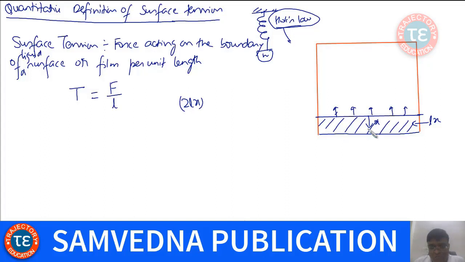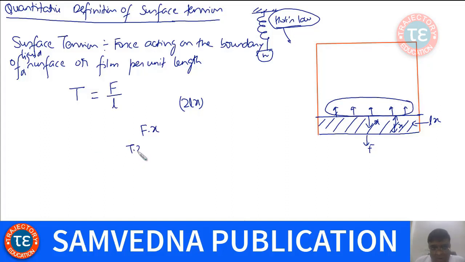2Lx. Or the force which you must apply to increase the surface area of the film would be, say, F. And as a result of this force F, suppose your slider moves by a distance of, say, x. Then how much force must you apply in order to move the slider? The force you should apply must be equal to the force due to the surface tension.